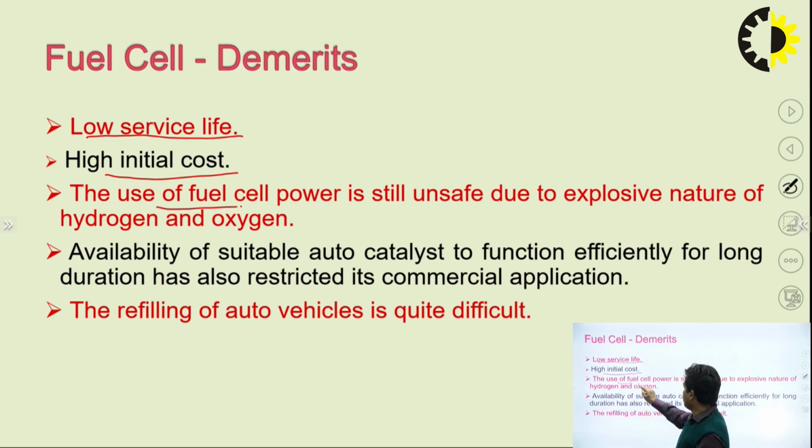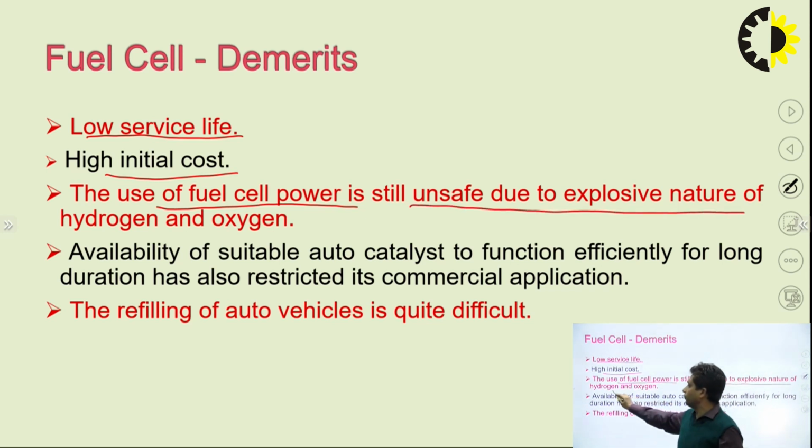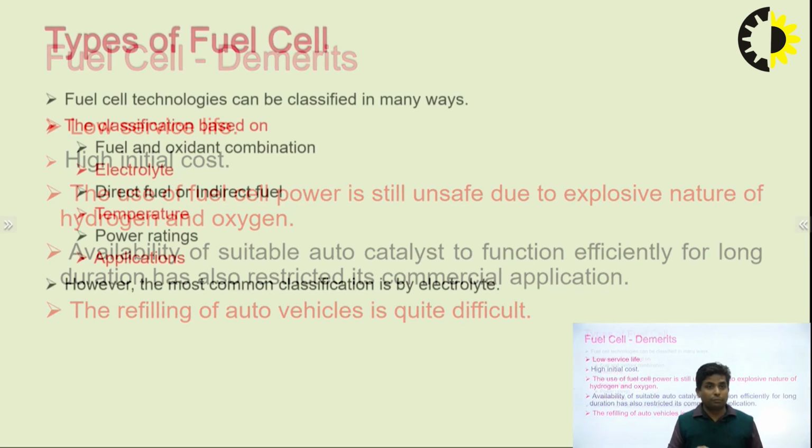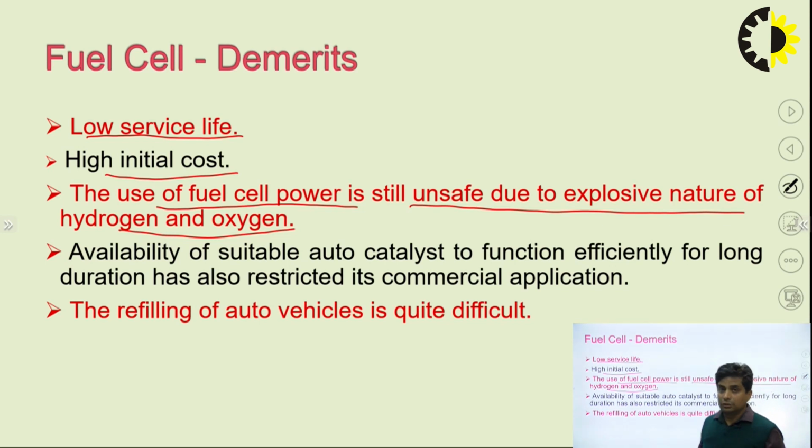The use of fuel cell power is still unsafe due to the explosive nature of hydrogen. So that is a major disadvantage or limitation. The explosion chances are very high. Whenever we see various studies or news, there are explosions of batteries. Batteries are again the same chemical reaction. Here we generate electricity through the fuel cell, so definitely there is a chance of explosive nature. So it is still unsafe.